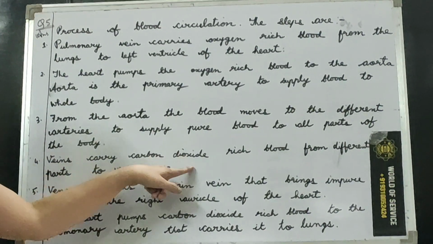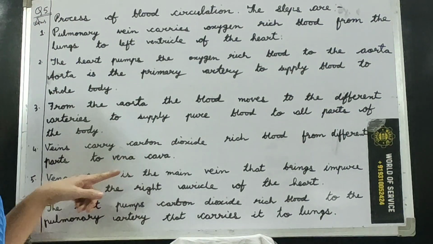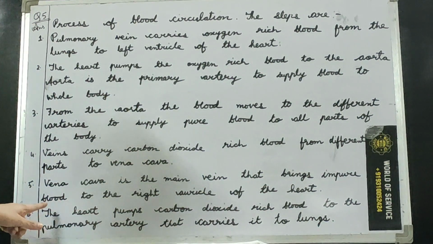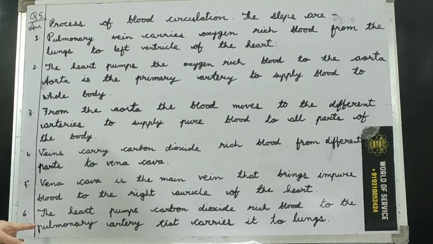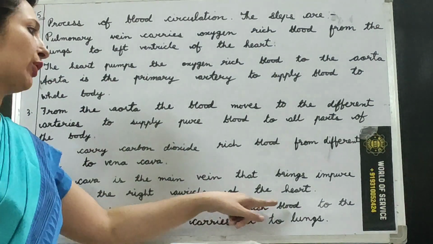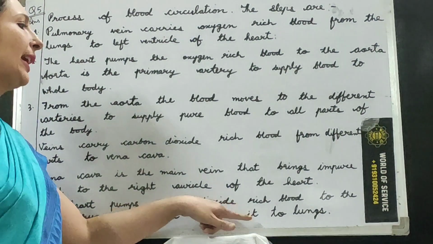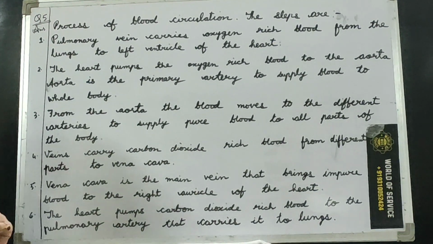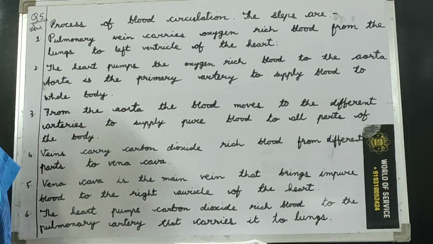Veins carry carbon dioxide rich blood from the different parts to the vena cava. Vena cava is the main vein that brings impure blood to the right auricle of the heart. The heart pumps carbon dioxide rich blood to the pulmonary artery which carries it to the lungs. Now children, we have one more point which is left out. First you look at this point, then we will discuss the 7th point. Okay?